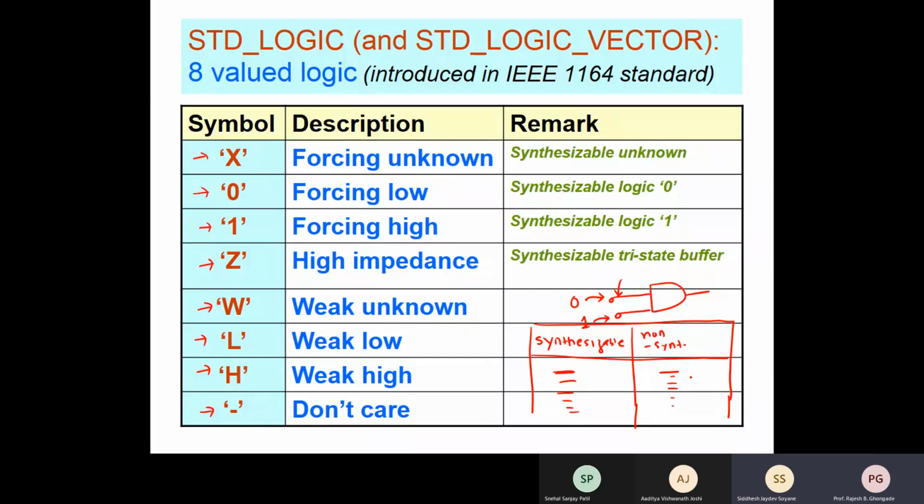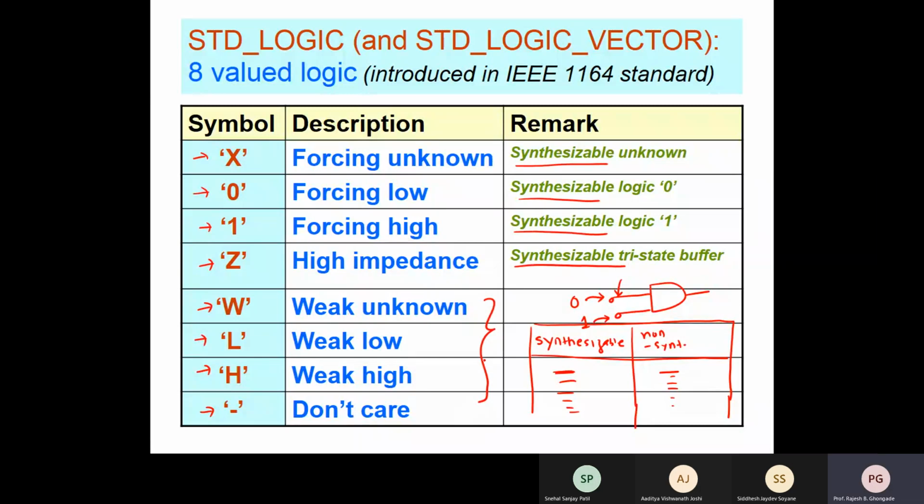Yes, sir. Okay. So here again, this is synthesizable, synthesizable, synthesizable, synthesizable. These are not synthesizable. So X, 0, 1, Z, they are synthesizable. W, L, H, and dash, that is don't care, are not synthesizable. Remember that. And update your table.